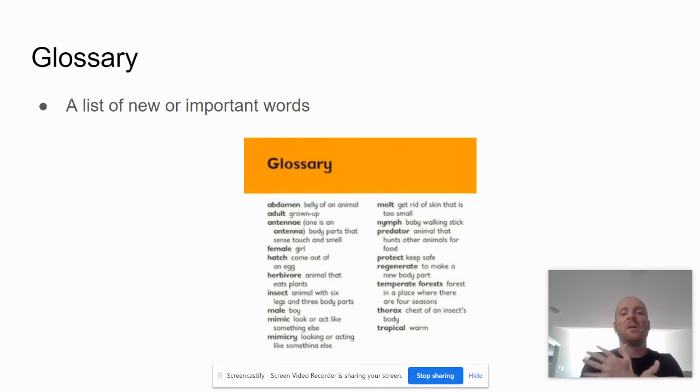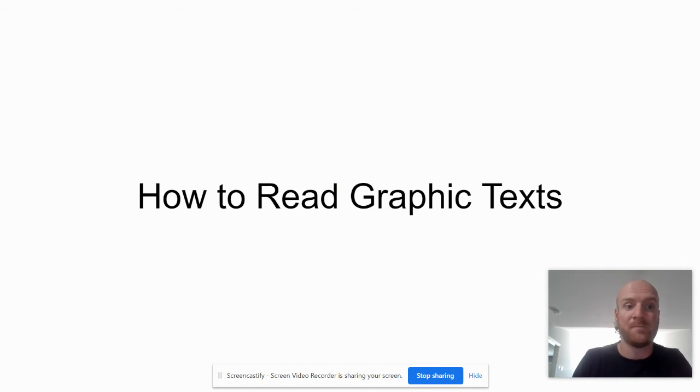Glossary. So a glossary is a list of important words. Especially in textbooks or information pages, they will oftentimes include a glossary so you know what some of these words mean, because it might be the first time you've seen them.